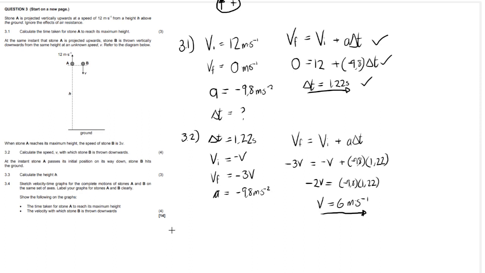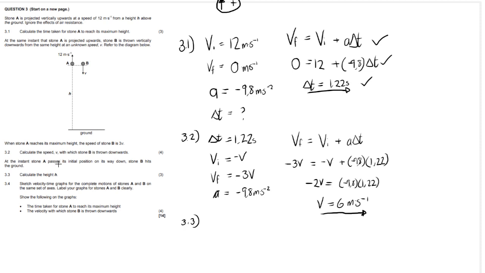So let's continue. 3.3, calculate the height of h. And so how do we do that? Now, the question becomes, what are the values that are known and what are the values that are unknown? Keeping upwards as positive. Now, do they give us any unknown? Oh, they do tell us.